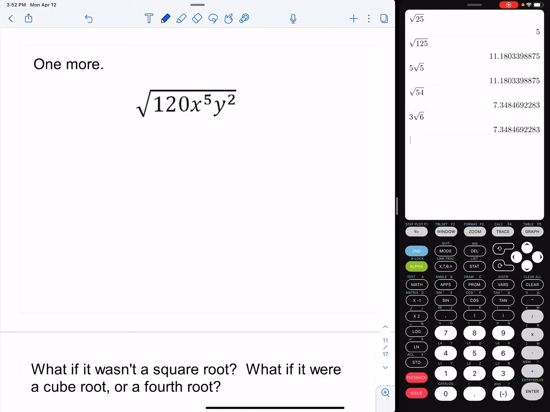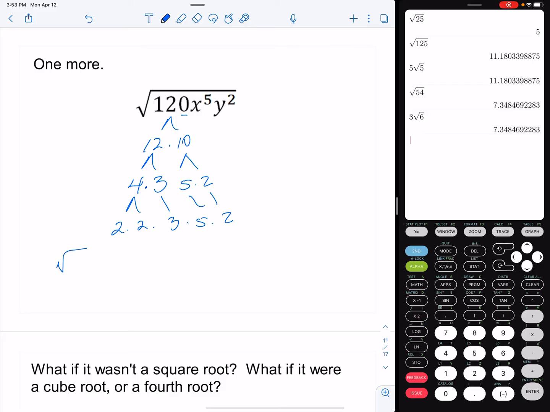Okay, well, first off, we're going to break down 120. Well, I know that since it's got a 0 on the end, it's just 12 times 10. Okay, so this 12 will then break down into 4 times 3, or you could have used 6 times 2. This 4 will continue to break down into 2 times 2. This 3 is going to slide. This 10 will break down into 5 times 2, and then both the 5 and the 2 just slide right on down. Okay, so underneath my radical then, I'm going to have 2 times 2 times 2 times 3 times 5. And now we have our letters.